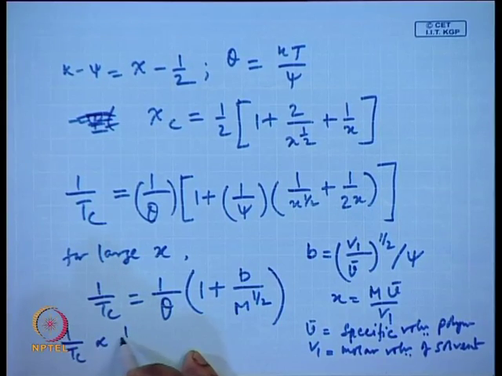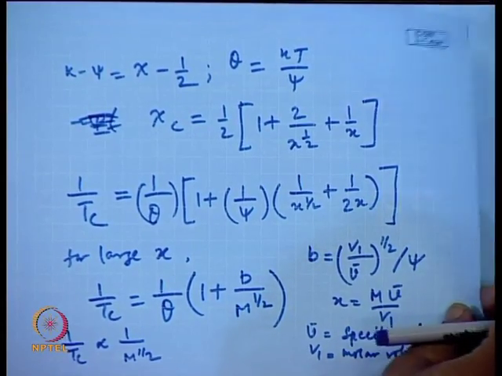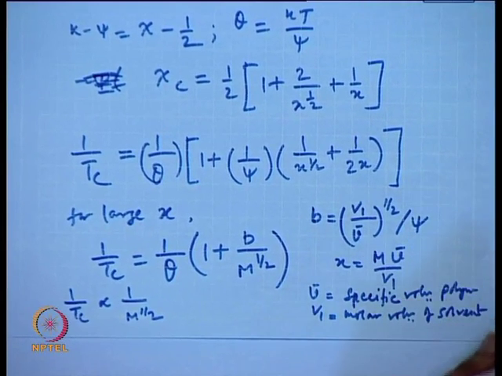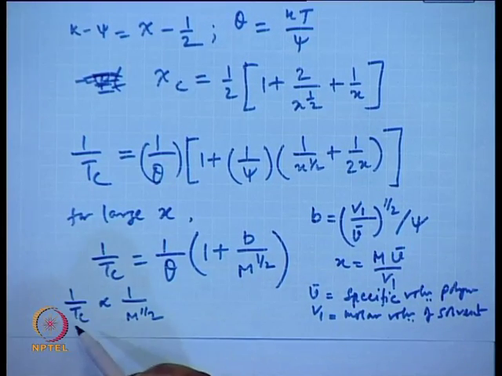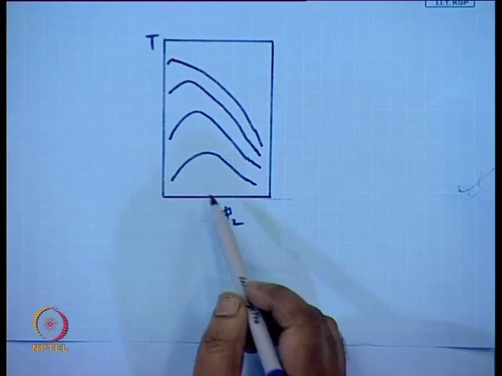Okay. So, which means that 1 by T c is proportional to 1 by m to the power half. That means the critical temperature is again like the critical composition. In this case, critical temperature also varies with the molecular weight. So, if your molecular weight goes up, then your critical temperature also will go down. We have seen earlier that if your molecular weight goes up, critical composition also goes down, and in this case we are seeing that if molecular weight goes up, then critical temperature also comes down. So, we can plot these two. We can see what we have observed.